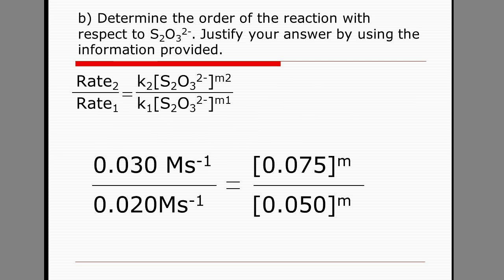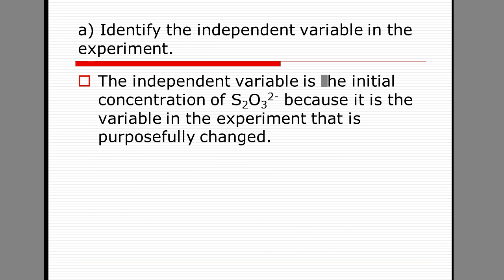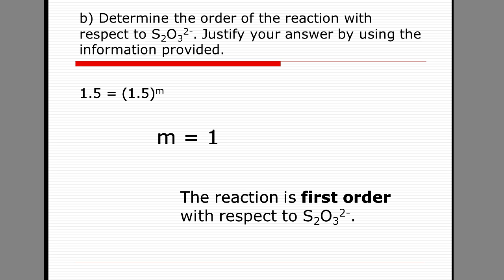Question B asks, determine the order of the reaction with respect to thiosulfate. Justify your answer by using the information provided. So we're going to be using the table, and we are using trial 2 and trial 1. So when we plug that back in, we have rate 2 over rate 1 equals K2, the concentration of thiosulfate to the M2, over K1, the concentration of thiosulfate to the M1. If you plug in your variables, you get 0.03 over 0.02 equals the concentration of 0.075 to the M over the concentration of 0.05 to the M. If you solve further, you get 1.5 equals 1.5 to the M, so M must be 1. Therefore, the reaction is first order with respect to thiosulfate.